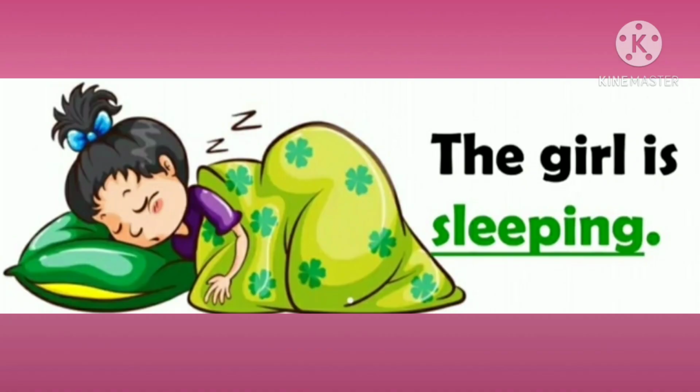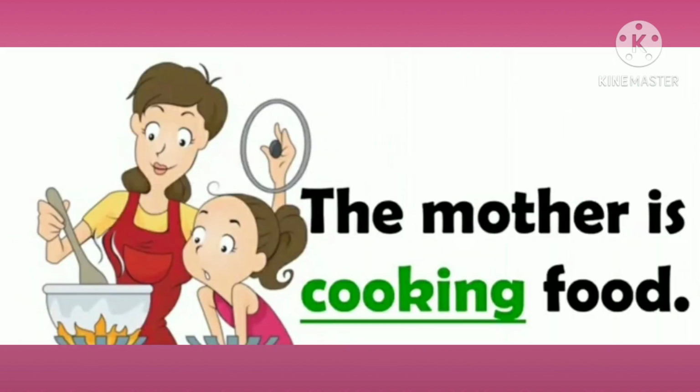The girl is sleeping. See the underlined word, green letters. Sleeping. The girl is performing an action. Then the action is sleeping. So sleeping, sleep is an action word. Action word is also known as doing word. So, the girl is sleeping, and in the sentence, sleeping is an action and it is called an action word. Okay?